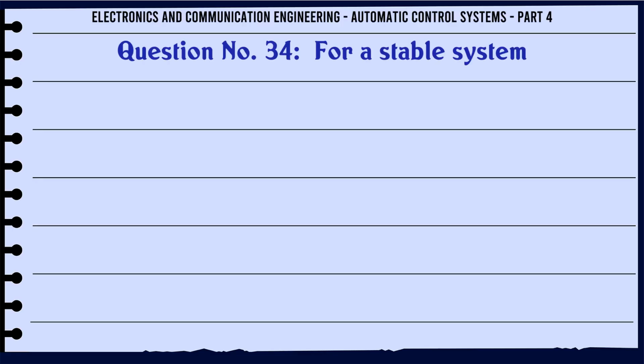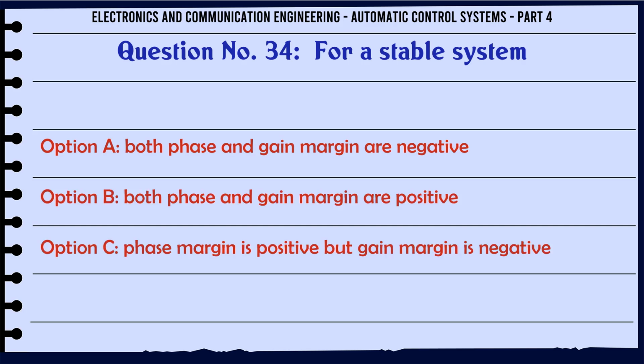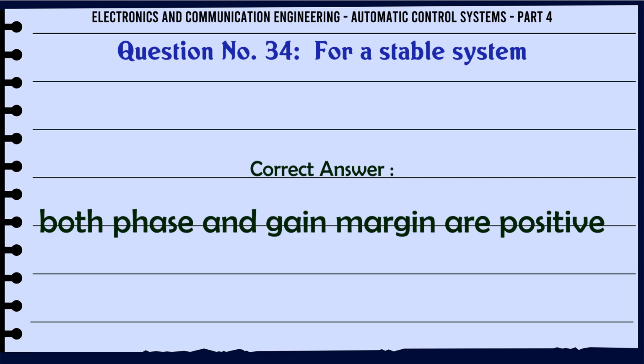For a stable system: A. both phase and gain margin are negative, B. both phase and gain margin are positive, C. phase margin is positive but gain margin is negative, D. gain margin is positive but phase margin is negative. The correct answer is both phase and gain margin are positive.